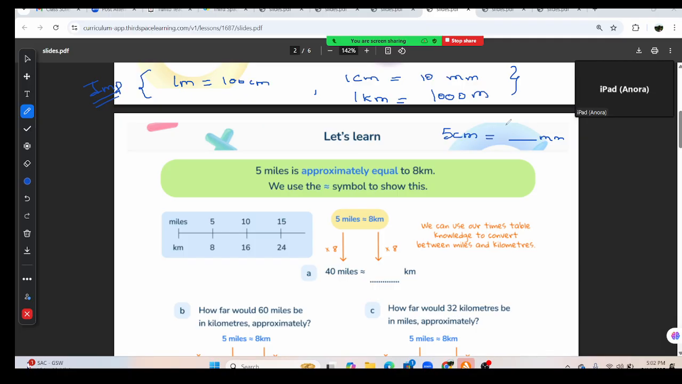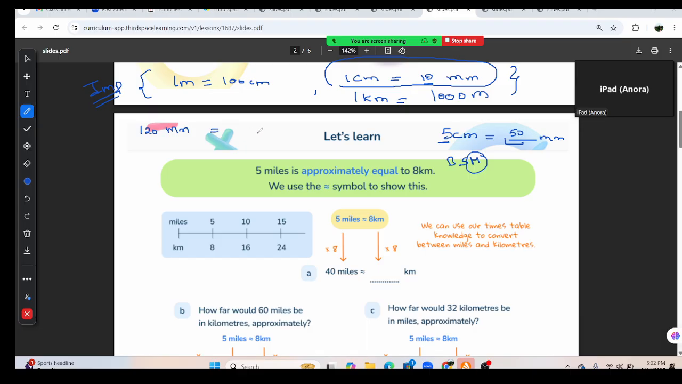50. Very good, 50. Why? Because 1 centimeter is equal to 10 millimeter. So you are going from bigger unit to smaller, right? So you would use BSM, you would multiply. So you multiply 5 with 10 and that's how you got 50, right? Great.